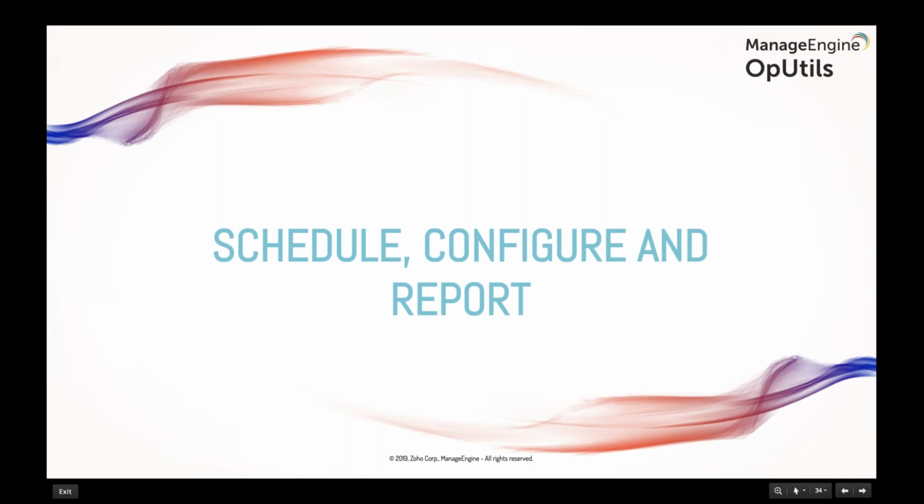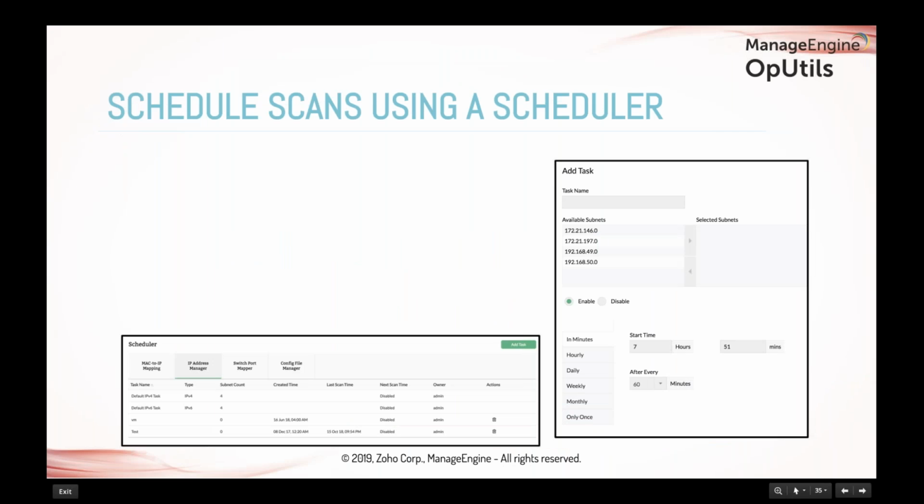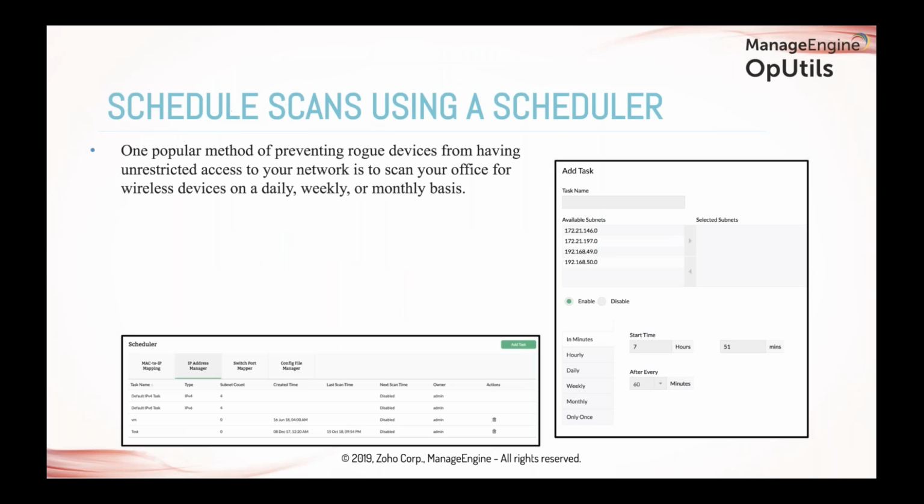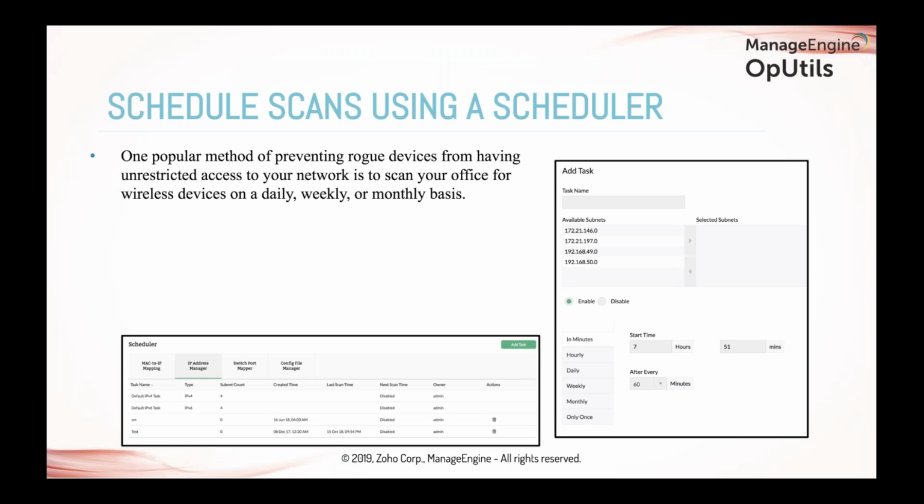So next with this, we'll move on with schedule, configure, and report. All the actions in OpUtils can be performed automatically if you have planned well and scheduled accordingly. For rogue devices, OpUtils will automatically perform the scan. You don't have to perform a manual scan, though in case you want a manual scan, it can also be done. And periodic scan is completely based on user configuration, either a daily scan, a couple of times in a particular day, a monthly scan, or a yearly scan.